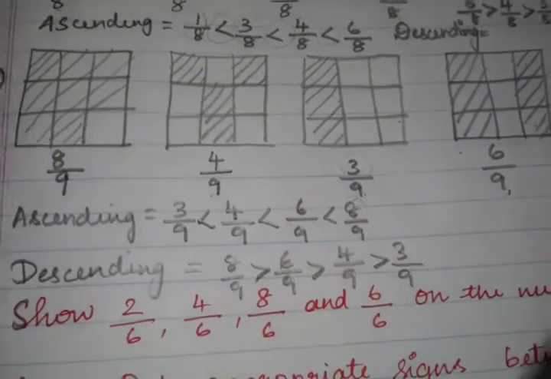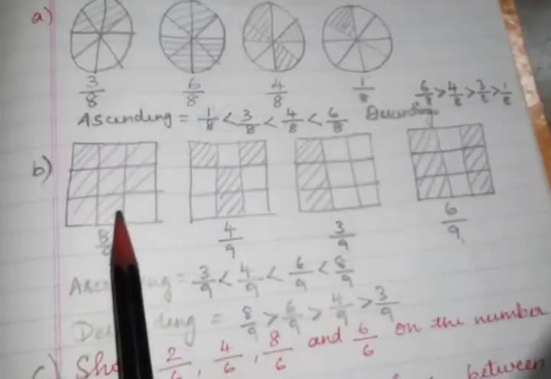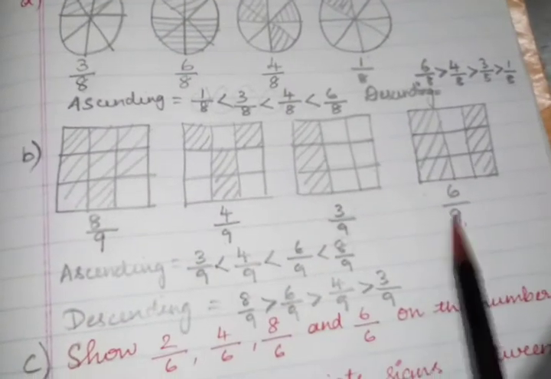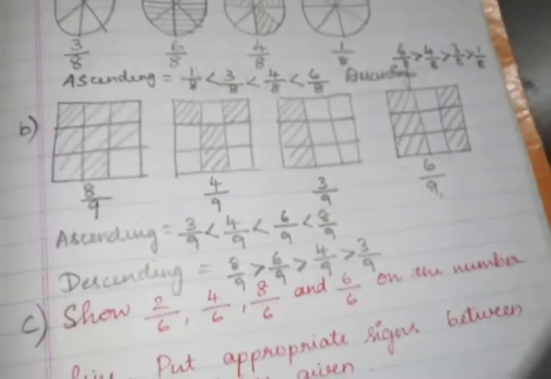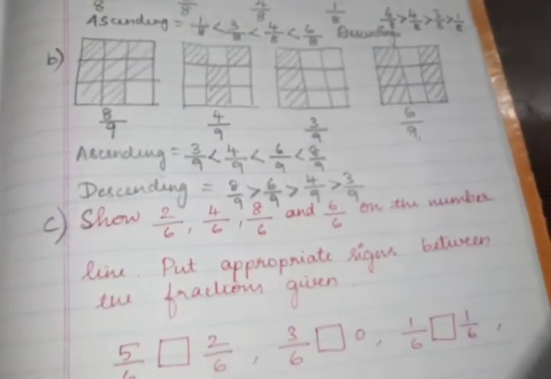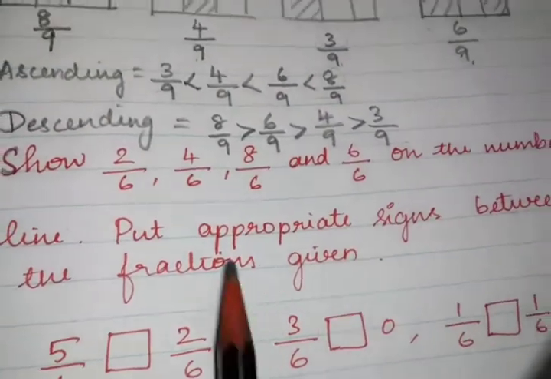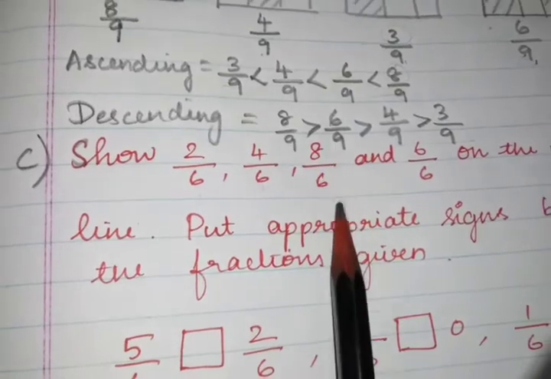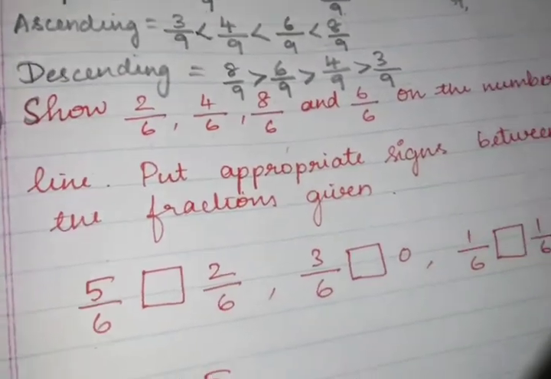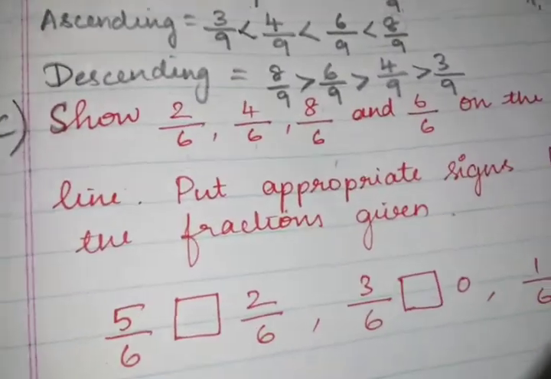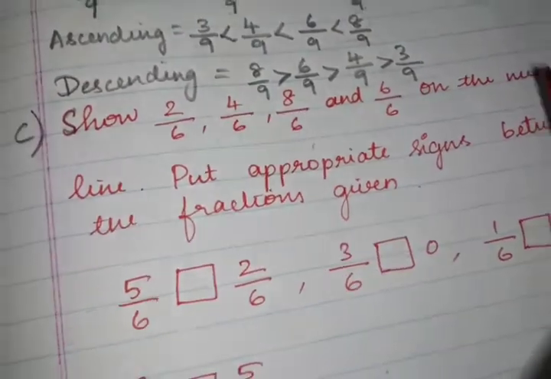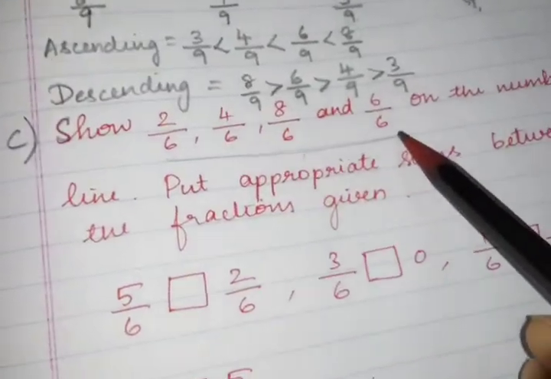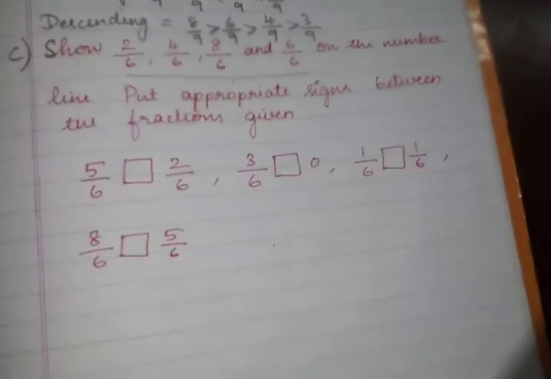Okay, so the symbol is very important. Just writing the fraction for the particular figures, then arranging them in ascending and descending order. Understood? Next, what is the third question? Problem: show 2 by 6, 4 by 6, 8 by 6 and 6 by 6 on the number line. Okay, first what you should do? You should denote all these 4 on a number line. So first, what I told you, number line.